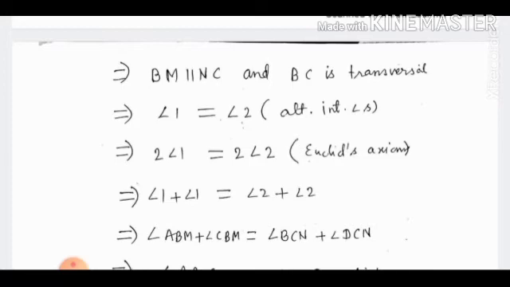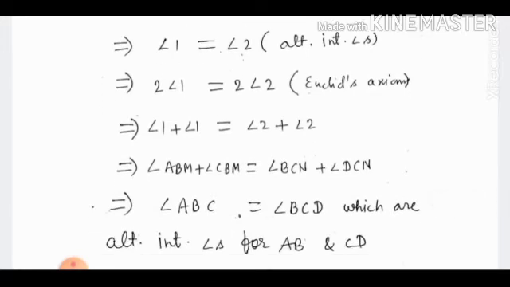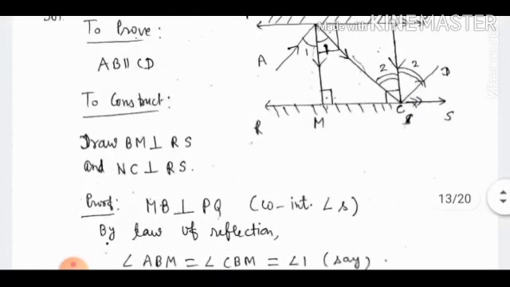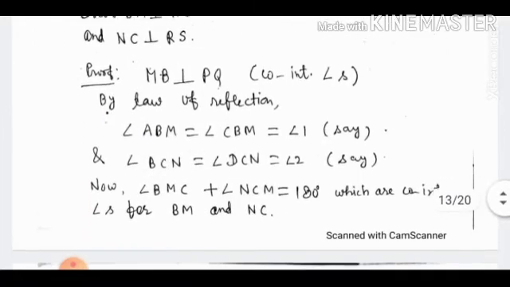Now angle 1 is angle ABM and angle 1 is angle CBM also. Likewise angle 2 is angle BCN and angle 2 is angle DCN. Now after addition we have angle ABC on the LHS and angle BCD on the RHS, which are alternate interior angles for AB and CD. Angle ABC and angle BCD are alternate interior angles for AB and CD. This implies that AB is parallel to CD.